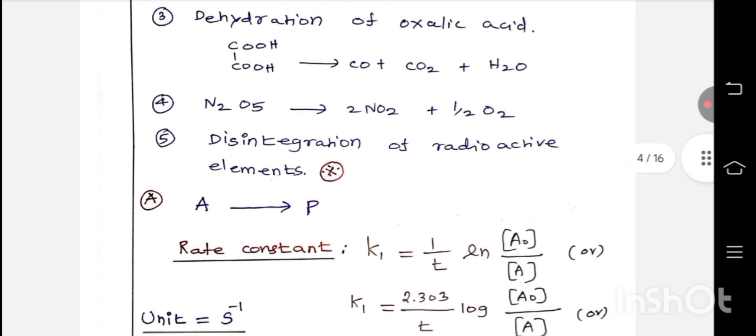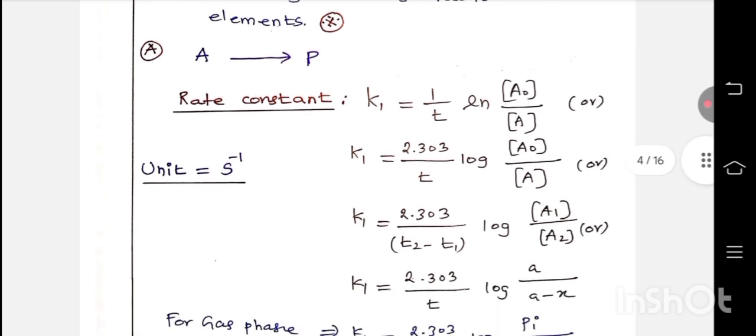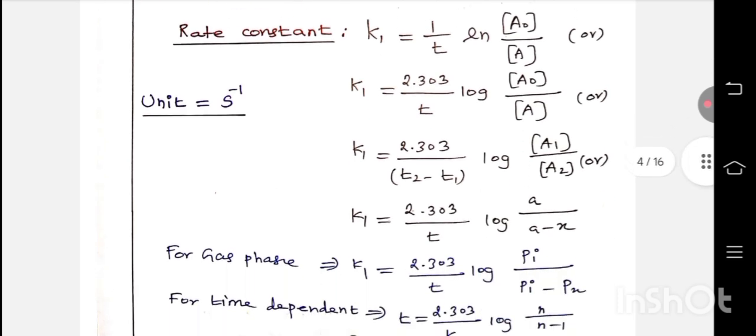எக்ஸாம்பிள், A gives B என்ற வேதி வினைக்கான ரேட் கான்ஸ்டன்ட் K1 ஈக்குவல் டு 1/t ln A0/A, அல்லது K1 ஈக்குவல் டு 2.303 divided by t log A0/A, அல்லது K1 ஈக்குவல் டு 2.303 divided by (t2 minus t1) log A1/A2, அல்லது K1 ஈக்குவல் டு 2.303 by t log A/A0. முதல் வகை வினைக்கான அலகு second inverse.